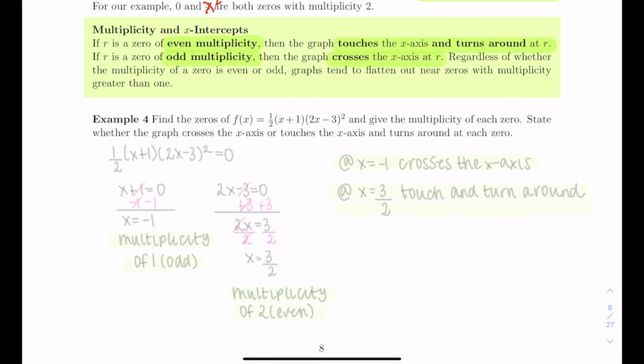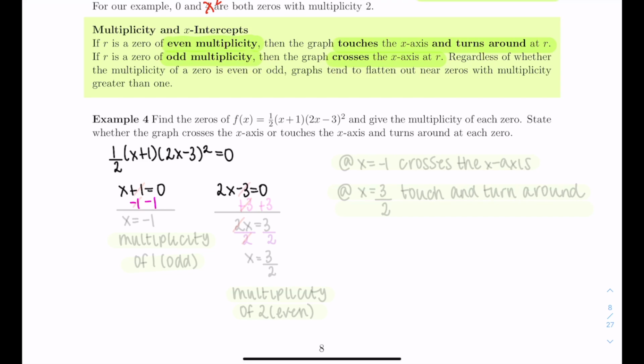So this is already factored. That's going to make our lives a lot easier. So let's go ahead and set this equal to 0, so we can find our zeros. And so we're going to have x + 1 = 0, and we're going to have 2x - 3 = 0, and we're going to solve.